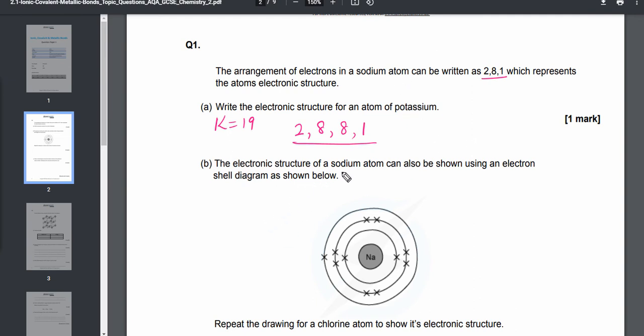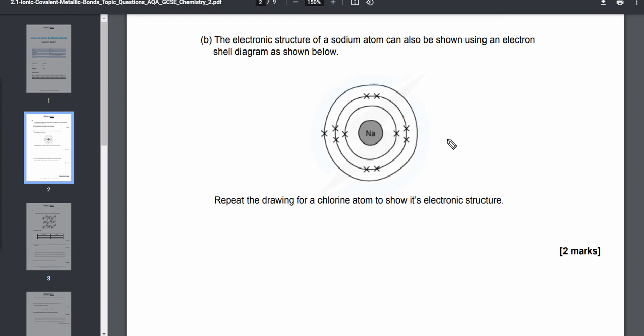It says the electronic structure of sodium atom can also be shown using an electron shell diagram as shown below. Repeat the drawing for a chlorine atom to show its electronic structure. So we have to repeat the drawing for the chlorine atom. Alright, so chlorine has 17 electrons around it. We have to arrange these 17 electrons around the nucleus. So let's suppose this is the center. This is chlorine. This is the first shell. Here it is the second shell.